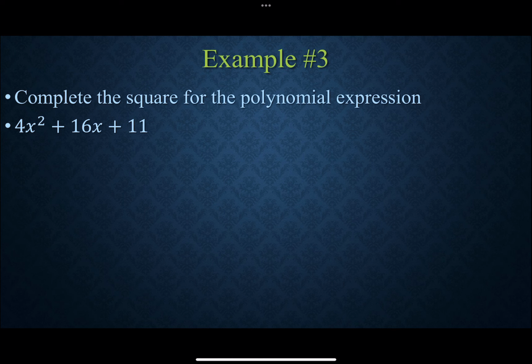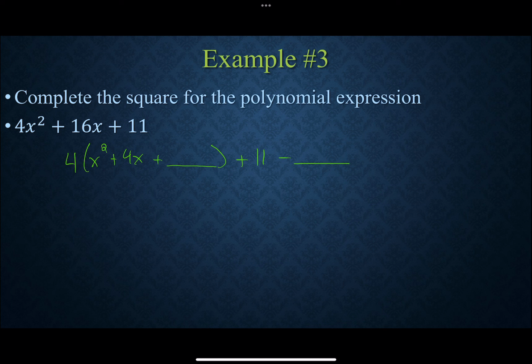Now, where it can get a little more interesting is when there's a number in front of the x squared. To do this properly, we have to factor that number away from the x terms, because we're splitting the x's away from the constants. I do not need to factor it away from the 11, the constant in the problem, because that's not part of the expression that's going to be on the inside. So I only factor the 4 away from the x squared and the 16x part.